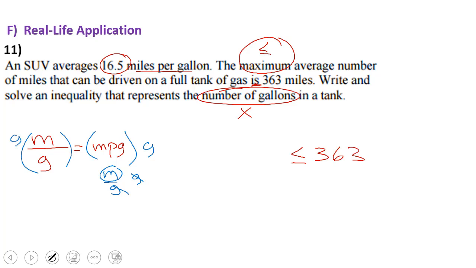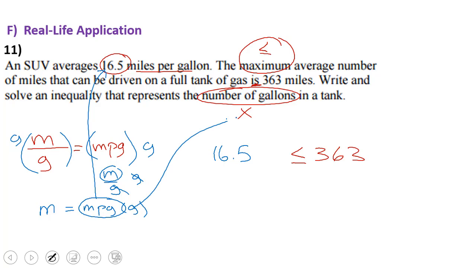So when I multiply both sides by G, I have the miles equals the miles per gallon times the gallons. So we understand that we have the miles per gallon, that's right here, 16.5, and then we need to know the number of gallons, that is X. So 16.5X is less than or equal to 363. Now we have our inequality written, and we can then divide by that 16.5 to find out that the number of gallons is less than or equal to 22 in the tank.